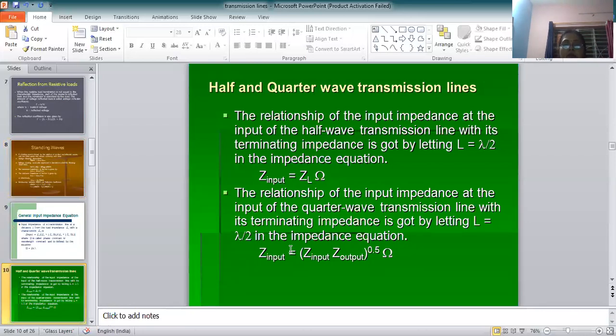Now the half and quarter wave transmission lines. The relationship of the input impedance at the input of the half wave transmission line with its terminating impedance is given by letting L = lambda/2, and the input impedance is equal to the load impedance. The relationship of the input impedance at the input of the quarter wave transmission line with its termination impedance is obtained by letting L = lambda/4 in the impedance equation.